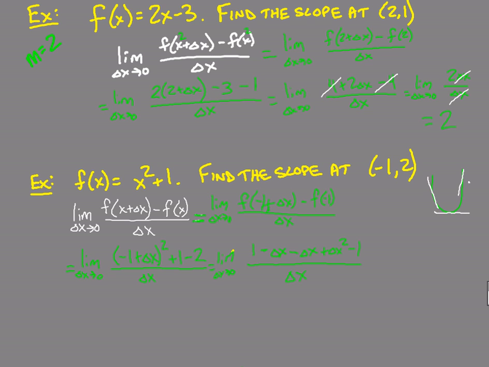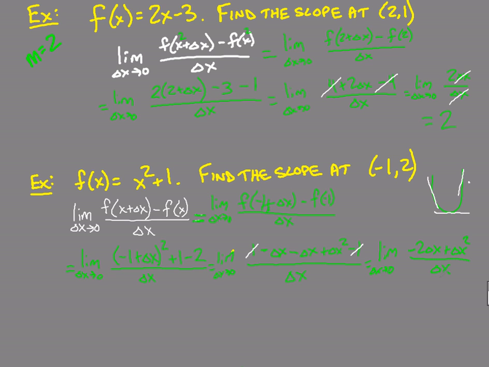Just simplifying here, I expanded. This is FOILing here, and that's how I get this as my answer. Things begin to cancel out. My negative 1s here should cancel out. And what I should now have is the limit as delta x approaches 0, I have a negative 2 delta x and a delta x squared up top, all over delta x.